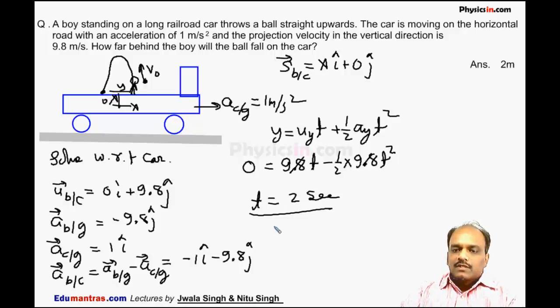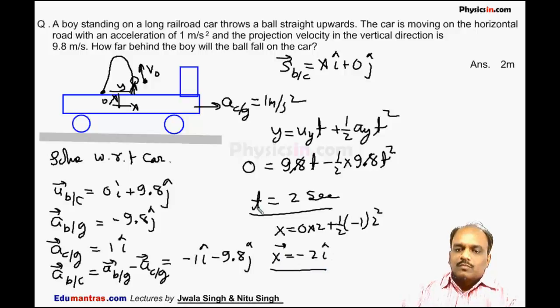In these 2 seconds, the displacement along x-axis is ux t plus 1 by 2 ax t squared. What is ux? ux is 0. So it is 0 into 2 plus 1 by 2 into acceleration along x-axis, minus 1, into t squared, means 2 squared. Solving it, we get x equal to minus 2 i cap. This is the displacement of the ball. Means the ball will fall a distance of 2 meters backward. So the answer is 2 meters behind this boy.